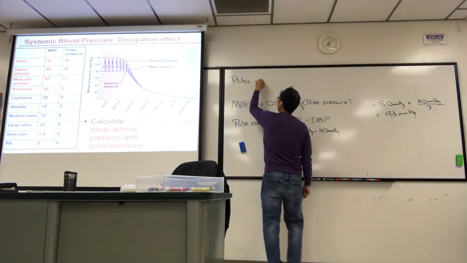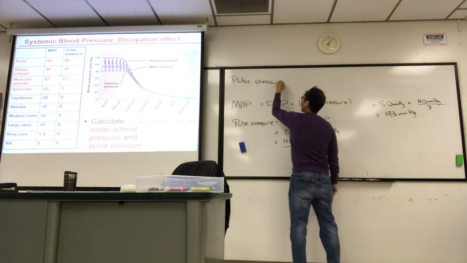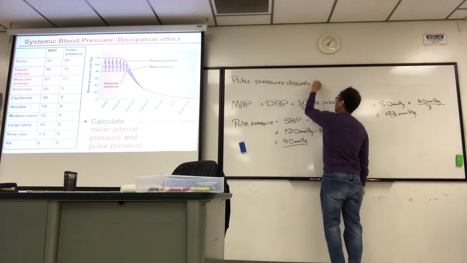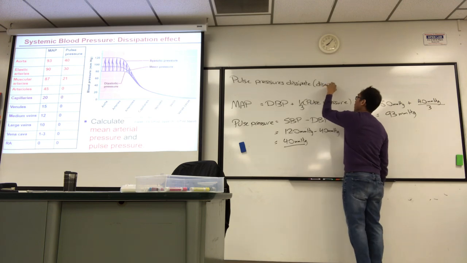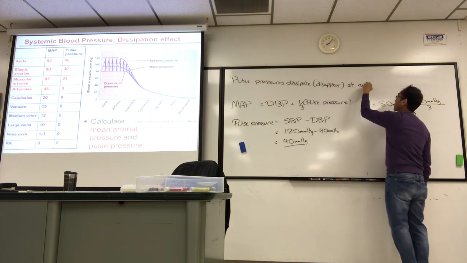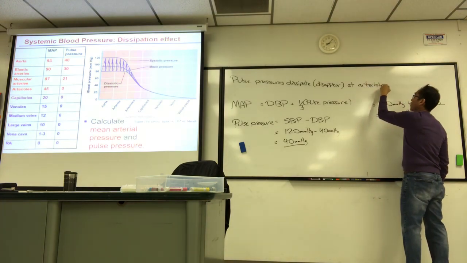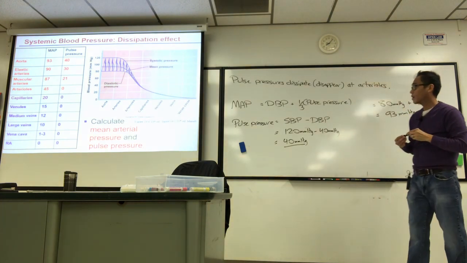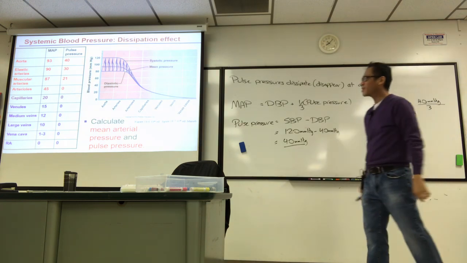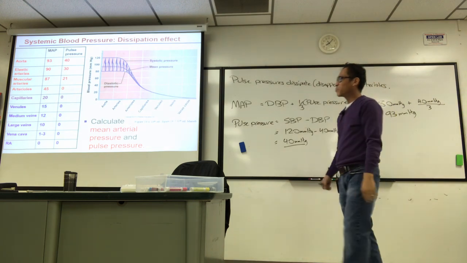Pulse pressures dissipate. How about just say disappear? That's easier to understand. At arterioles. All right. Well, what's the other thing? Yeah, everything else is pretty clear, I think.